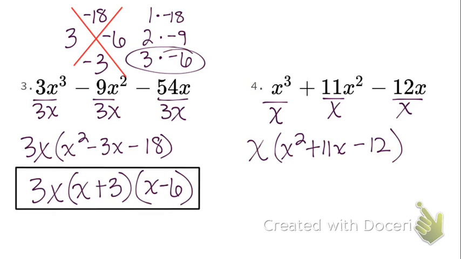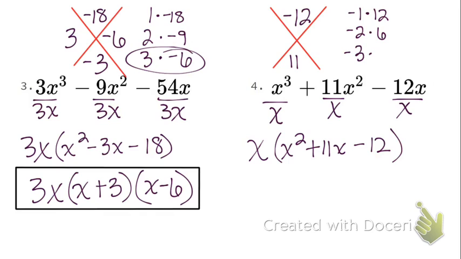We need to factor what's left using the x method. We're trying to multiply to a negative 12 and add up to a positive 11. If we're trying to add to a positive number, then we need our bigger factor to be positive. So negative 1 times 12, negative 2 times 6, negative 3 times 4. Okay. Hopefully you can see that the one that adds up to positive 11 is the first one. Negative 1 and 12.